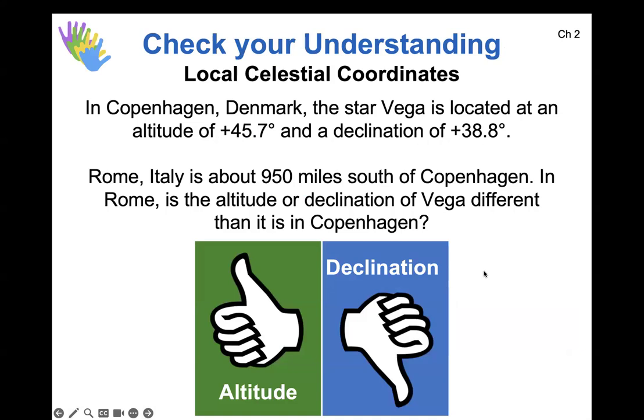In Copenhagen, Denmark, the star Vega is located at an altitude of 45.7 degrees and a declination of 38.8. Rome, Italy is about 250 miles south of Copenhagen. In Rome, is the altitude or declination of Vega different than it is in Copenhagen? So, would the altitude be the same of the star Vega?